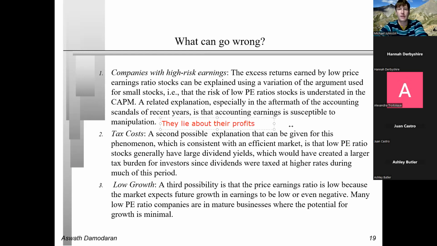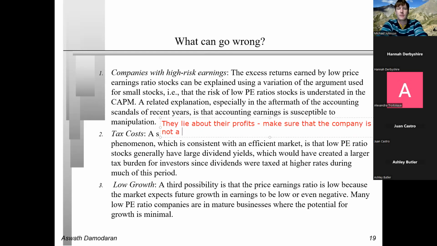So make sure that the company is not a fraud. Frauds do happen, so you've got to be very skeptical. And then tax costs. The second possible explanation that we've given for this phenomenon is that low price to earnings ratio stocks generally have large dividend yields. This would provide a larger tax burden for investors because dividends are taxed at higher rates during much of this period.